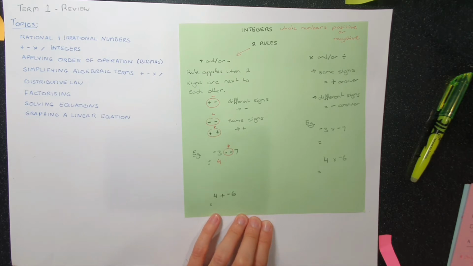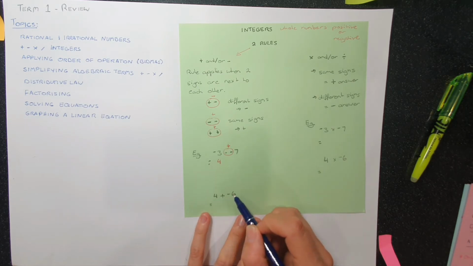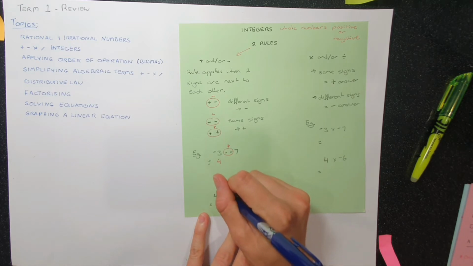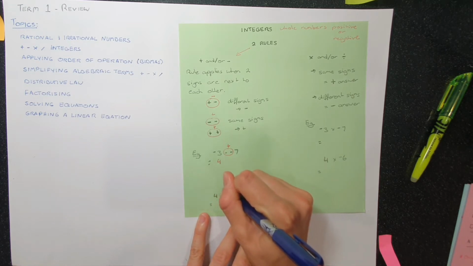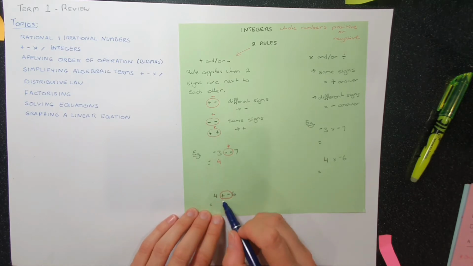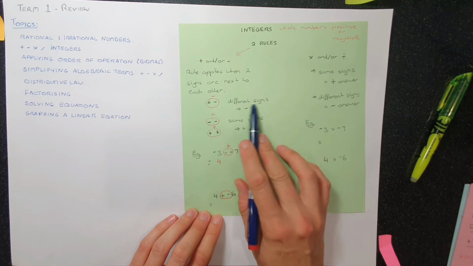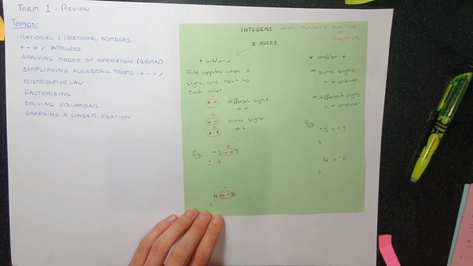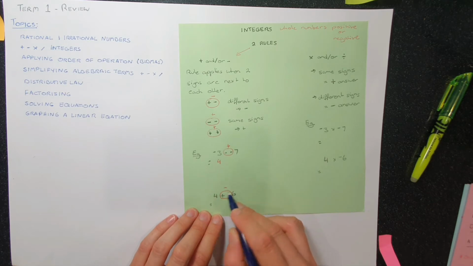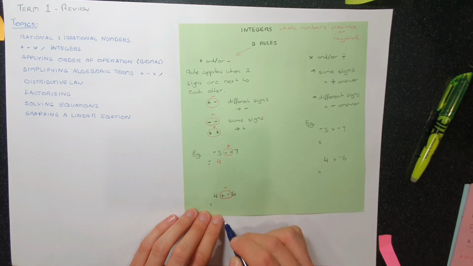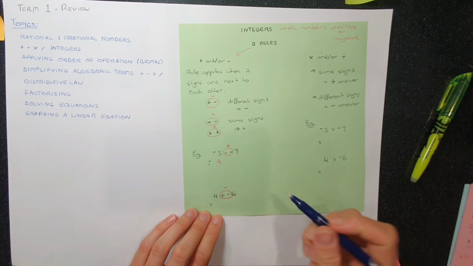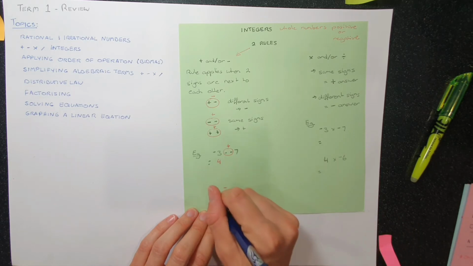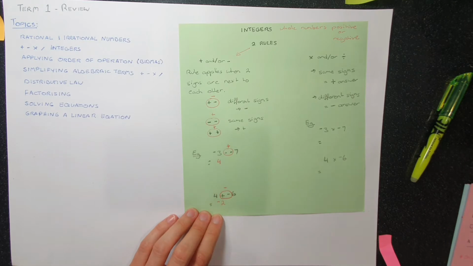Let's have a look at the next one. 4 add -6. I've got two signs again in the middle. So I'm going to circle the two in the middle. And I'm going to go, the signs are different. So different signs means it's going to swap over to a negative. So we'll exchange it and we'll get a negative. 4 take away 6. 6 is larger than 4 and we're going in the negative direction. So 4 take away 6 is going to be -2. That's adding and subtracting integers.